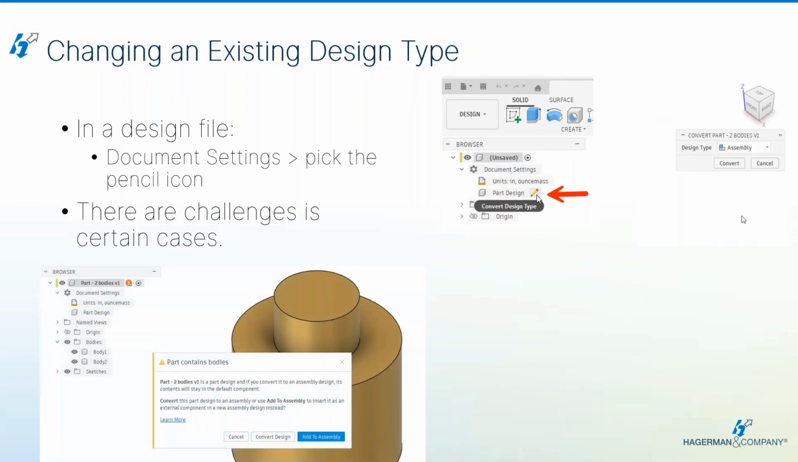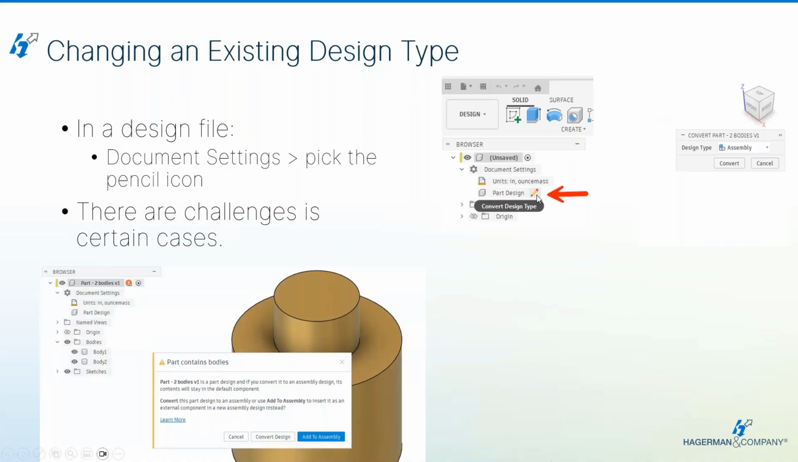First of all, here's an example of a part file. It does say part file right here, but I've got two bodies in it. I'm telling it to change to an assembly. And it's looking at it and saying, well, look, you've got a pair of bodies in here. If you change this to an assembly, those bodies will be part of the assembly. Wow, that just kind of went against that one of assemblies being nothing but externally linked in stuff.